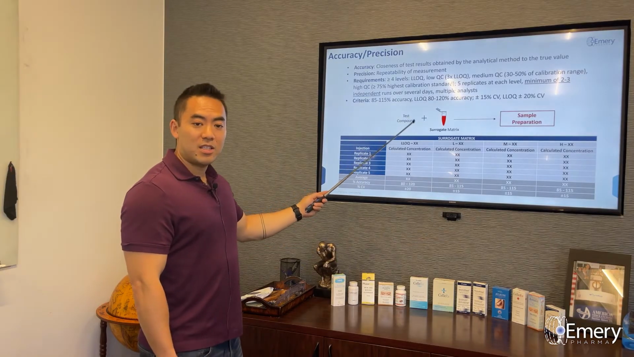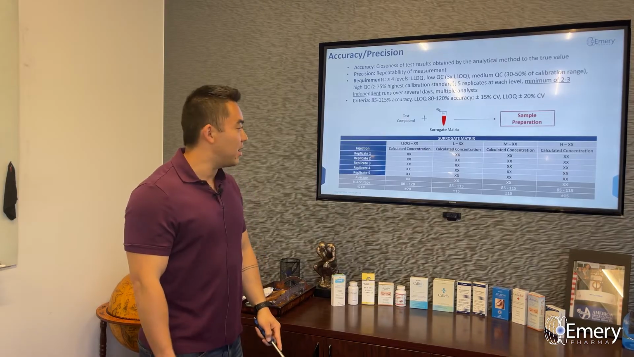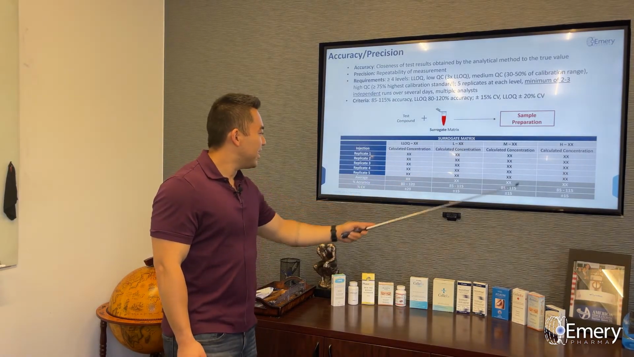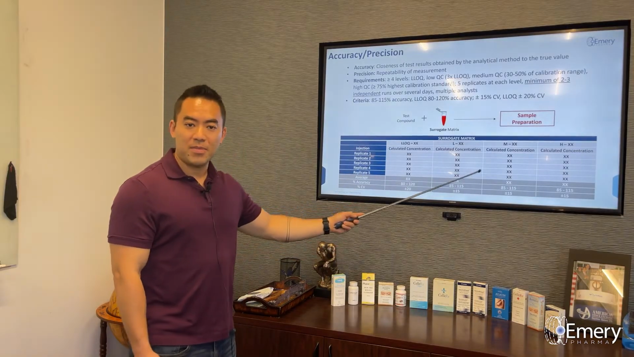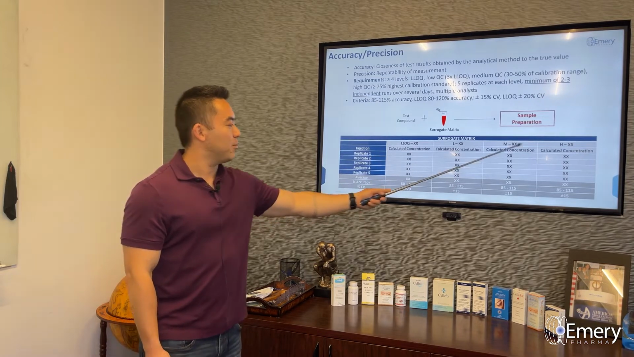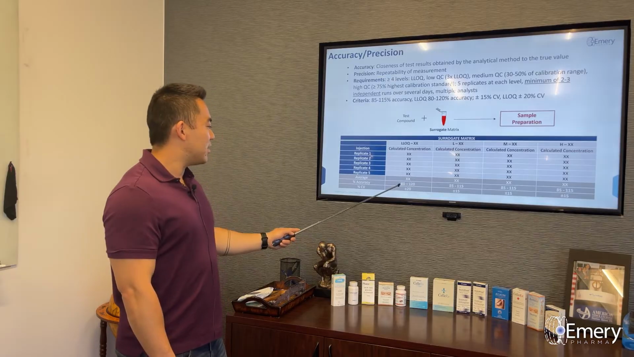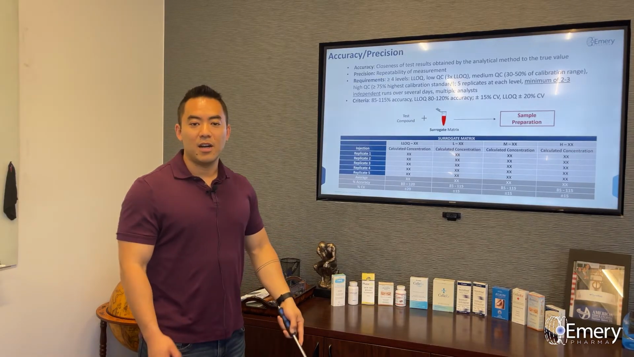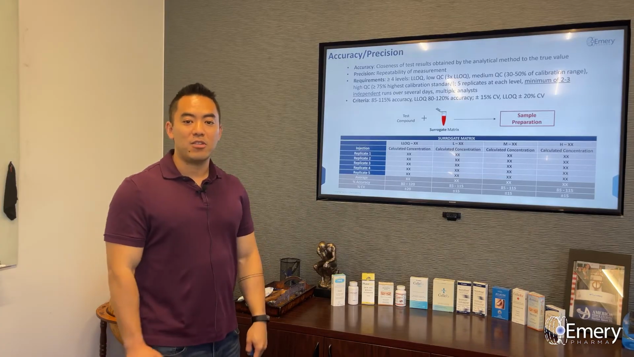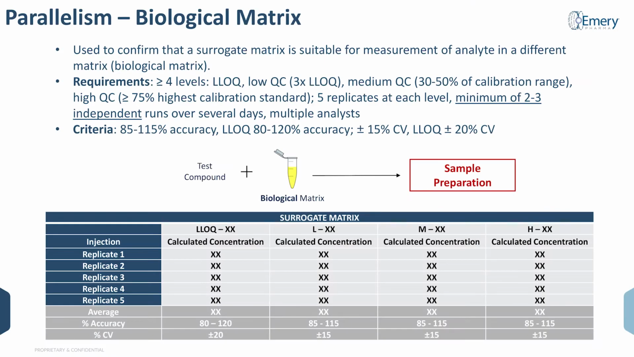In order to do this, you take the test compound and again spike it in the surrogate matrix, not the actual biological one, and then you undergo your sample preparation. A representative data table could look something like this, where you have your 5 replicates across the 4 different levels, the average value of those replicates, followed by the accuracy and percent CV of those corresponding quality control standards. This is the proper way to do an accuracy and precision assessment per the ICH M10 guidelines.